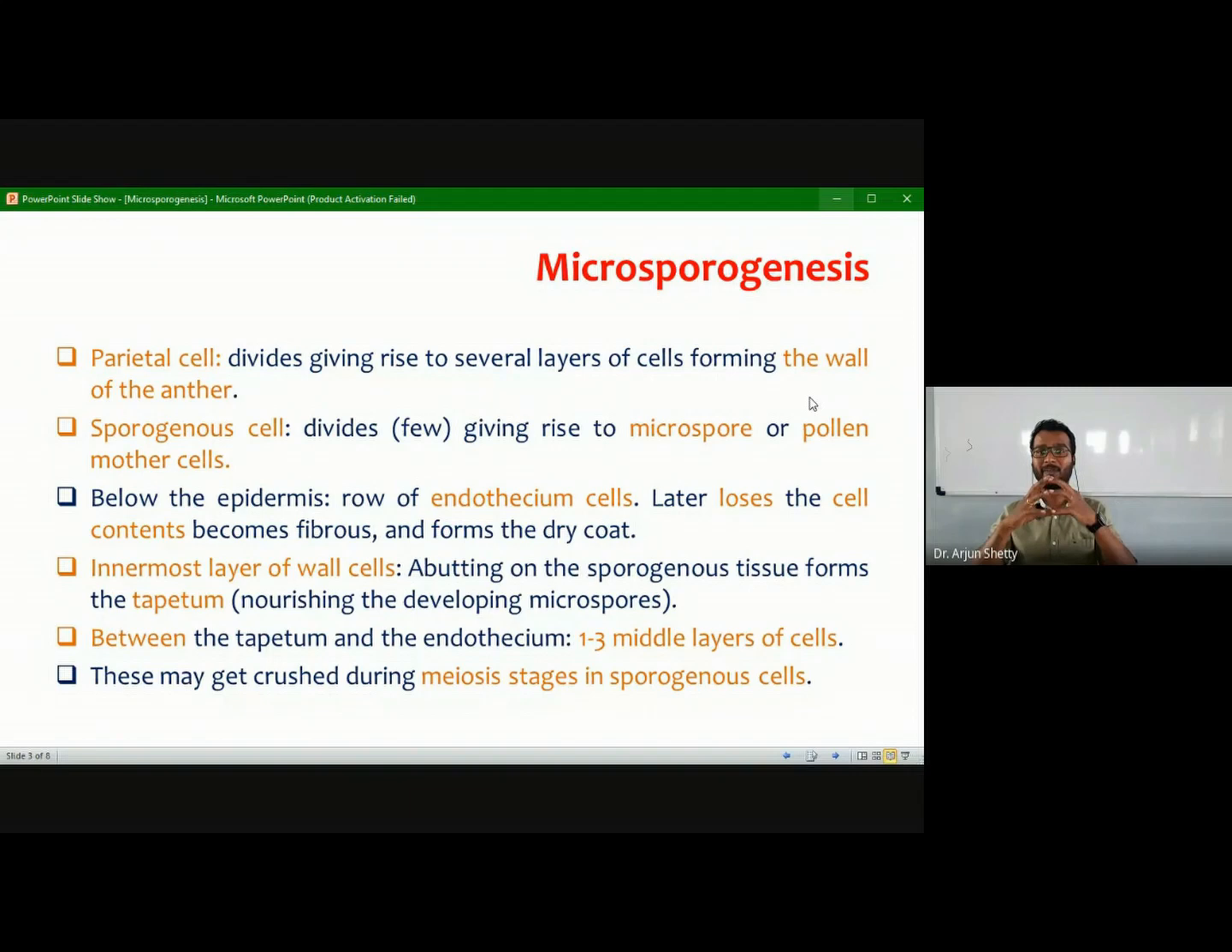So the primary parietal cell is involved in the formation of the wall, and there again quite changeable wall cells are there. One is the endothecium, followed by the middle lamella, followed by the tapetum. Tapetum is the innermost wall, which acts as protection to the microspores, as well as providing nourishment to the microspores for their development.